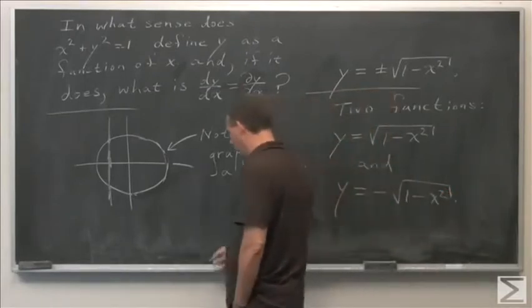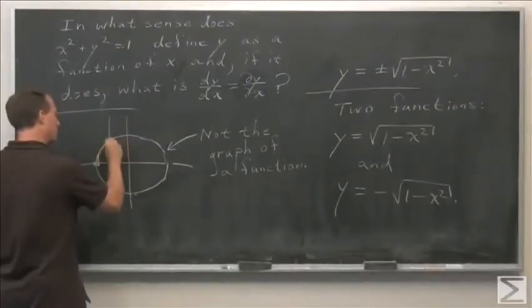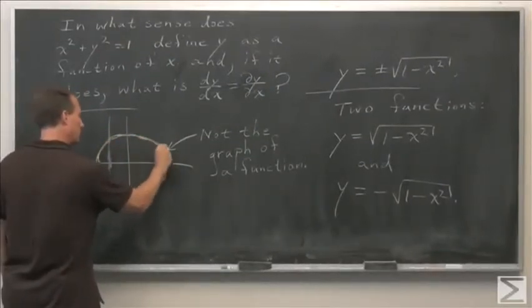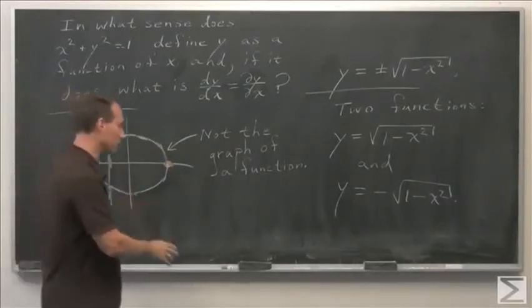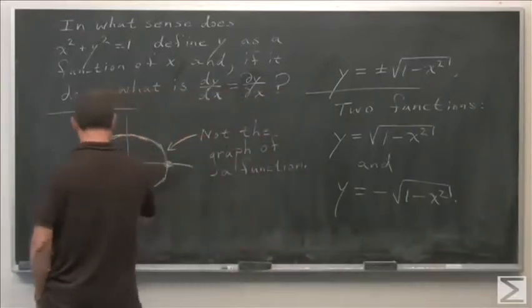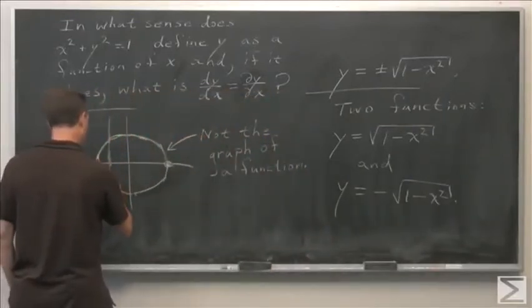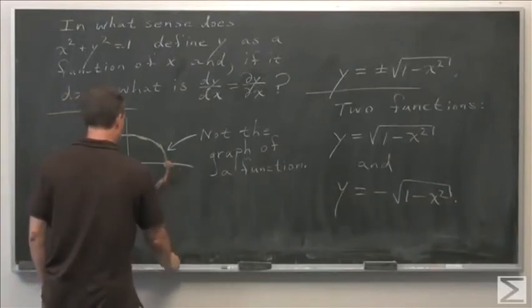And of course, the graphs of those, with the plus one, you get the top half of the circle, including the endpoints. And that's the graph of a function. It passes a vertical line test. And then you get the bottom half, including these overlapping 2 points on the x-axis. And that's the graph of a function.